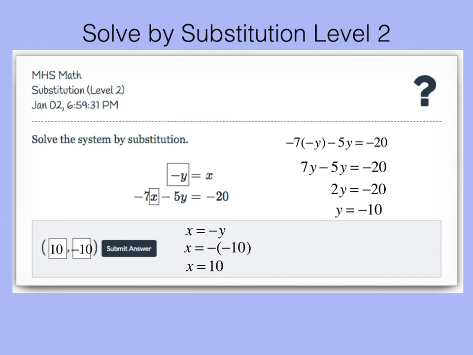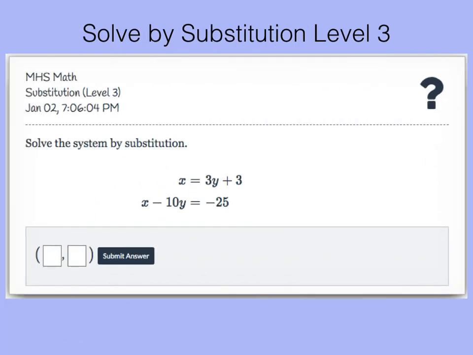And just to review, for level 2 of DeltaMath, you're going to be looking in one of the two equations for x equals something or y equals something. And that's what we use to substitute into the second equation. So we'll go on to level 3 now. And in level 3, we do have one equation in terms of x, right? X equals this expression.